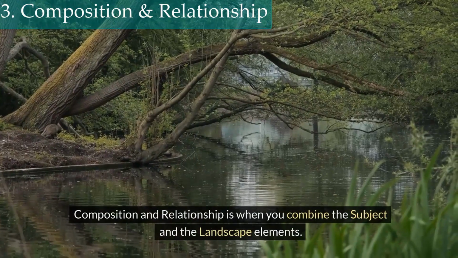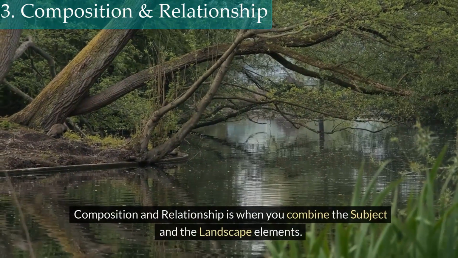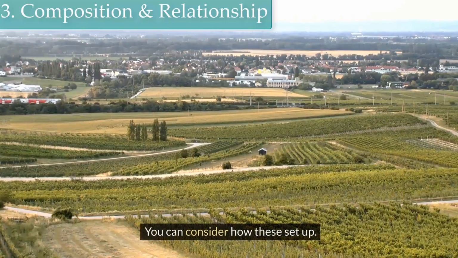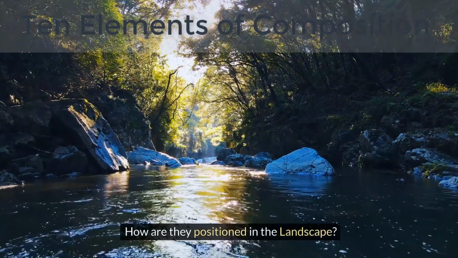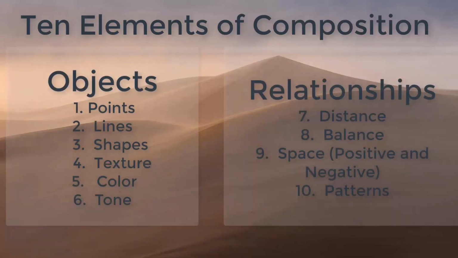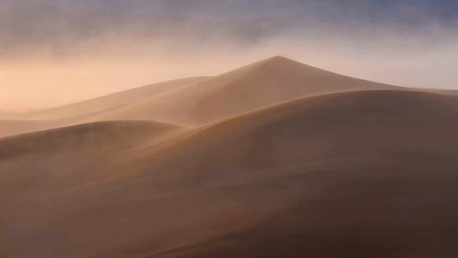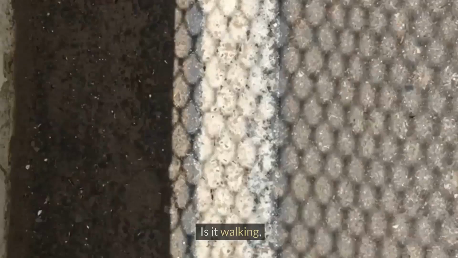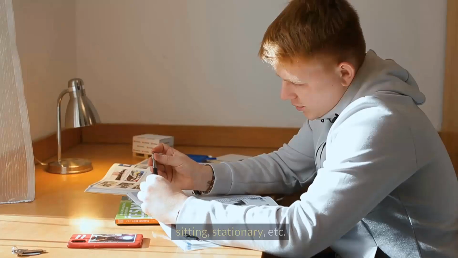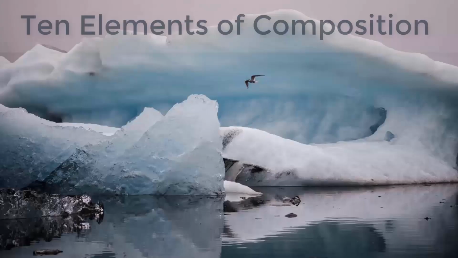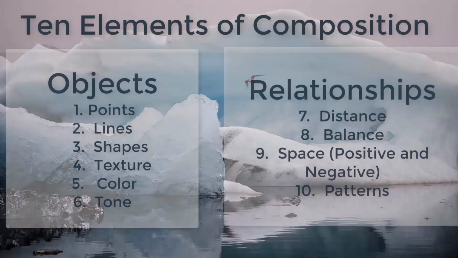3. Composition and relationship. Composition and relationship is when you combine the subject and the landscape elements. You can consider how these set up. How are they positioned in the landscape? What is their relationship either to each other or to the viewer? For example, is it a very close-up shot? Is the subject far away? Is it walking, standing, sitting, stationary, etc.? And are they relating to an object in any way? So this is the simplest conceptual framework for understanding composition and relationship.